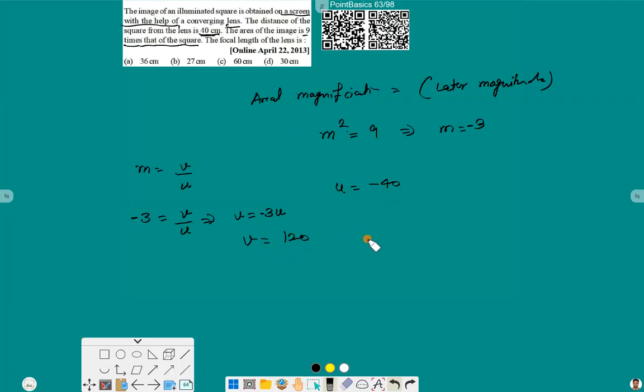Now we can use the lens formula, that 1 by f will be equal to 1 by v minus 1 by u. So 1 by 20 minus of minus 40, so this will give us 40 plus 40, multiply 3, divide 3, and this will be 4 by 120 or 1 by 30. So focal length is 30 centimeter. That is option D here. Let us move ahead.